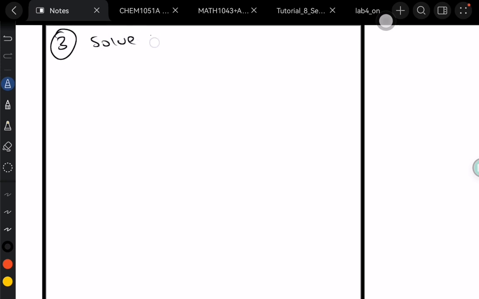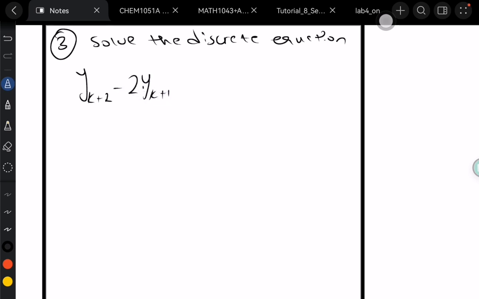Solve the discrete equation. So our equation is y(k+2) minus 2y(k+1) minus 2y(k), which is equal to 0.